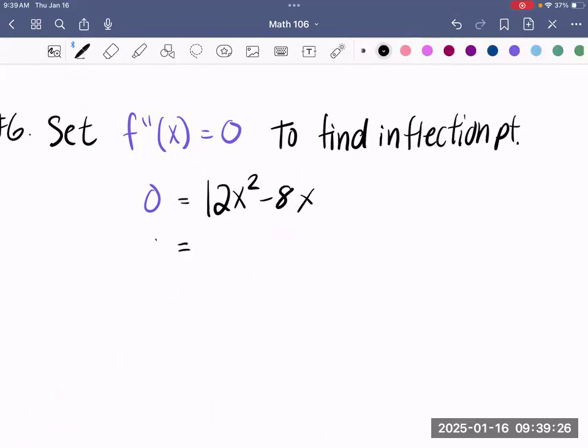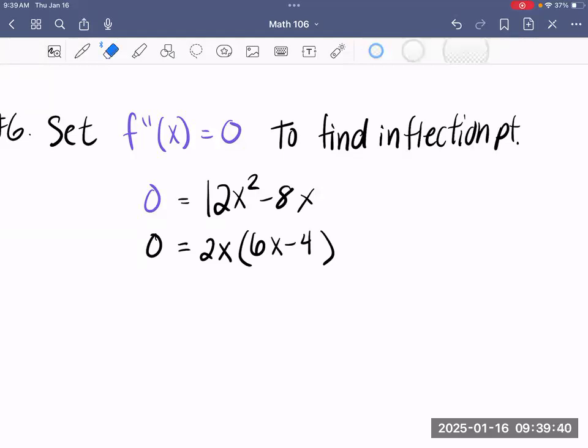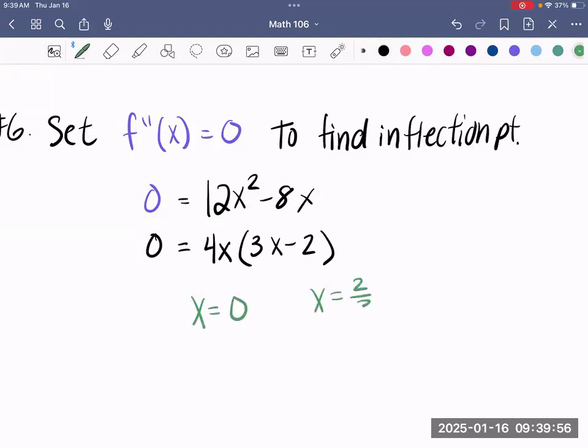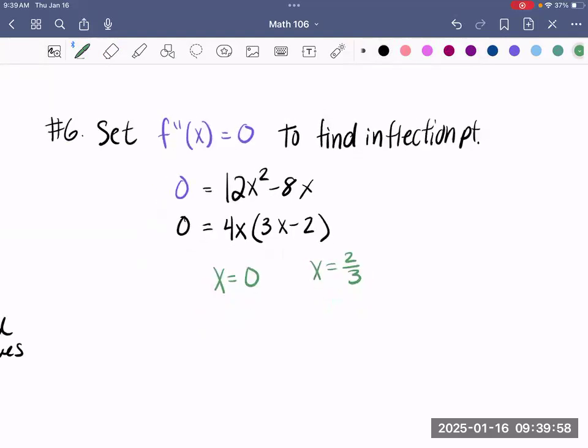So we have 0. We can take out a 2x if we'd like to start to factor. We're left with 6x minus 4. So we can see, oops, we want to take out a 4. Just kidding. A 4, we're leaving behind a 3, and then again a 2. So x is equal to 0, and x is equal to 2/3 for your inflection point.